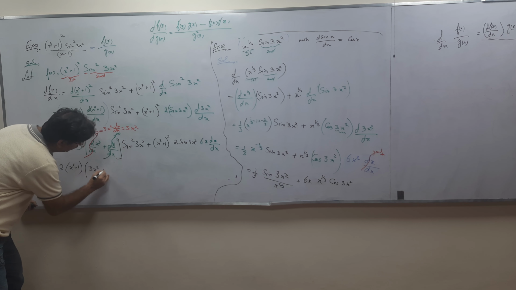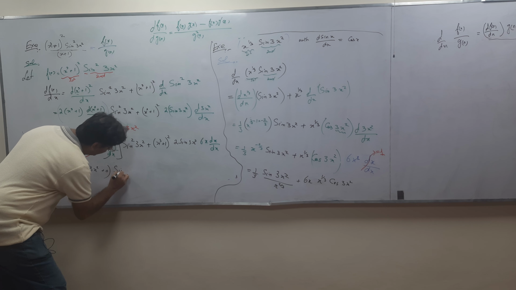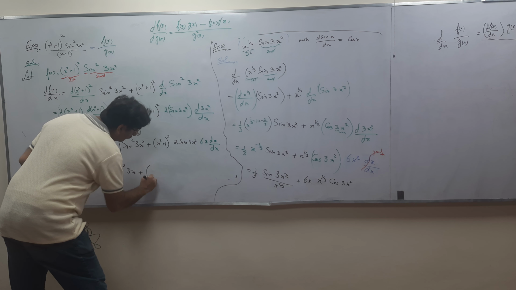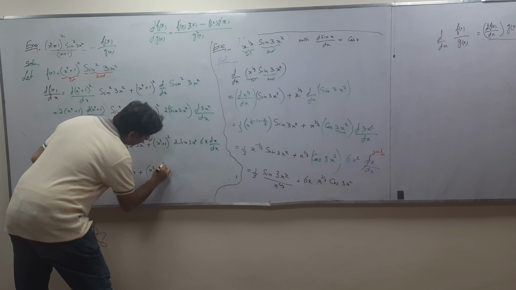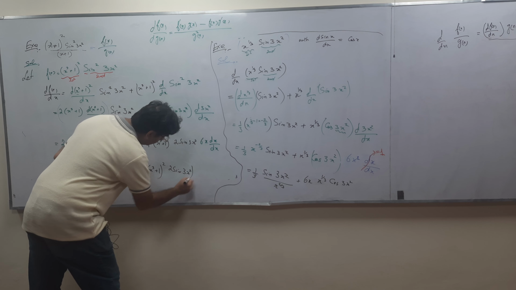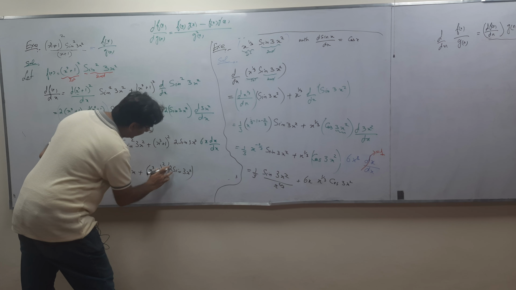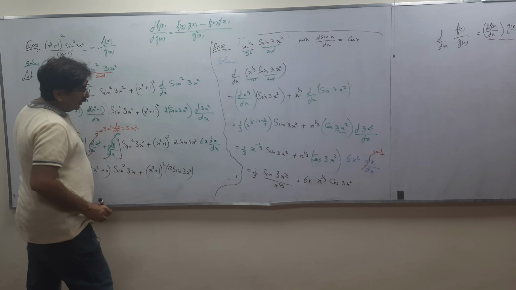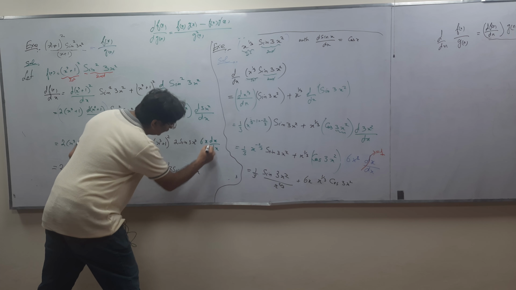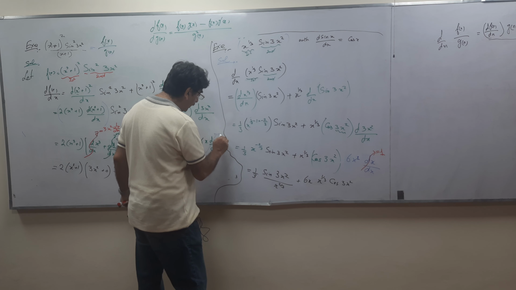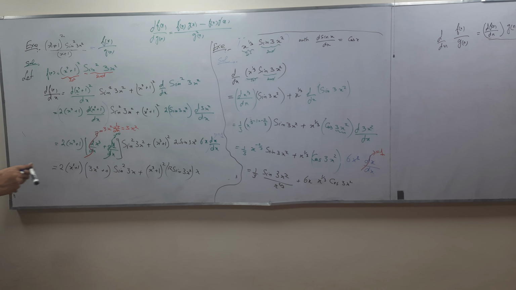3x square plus 0, sine square 3x plus x cube plus 1 square, 2 sine 3x square. 6 multiplied by 2 will be 12, 12x. Derivative of dx with respect to dx, that is equal to 1. This will be a result, okay?